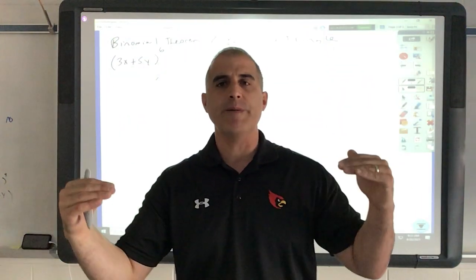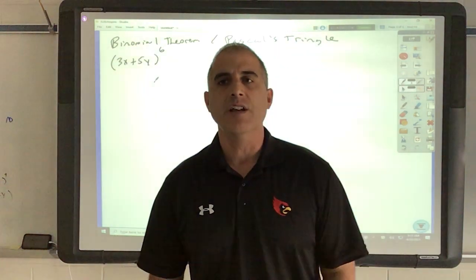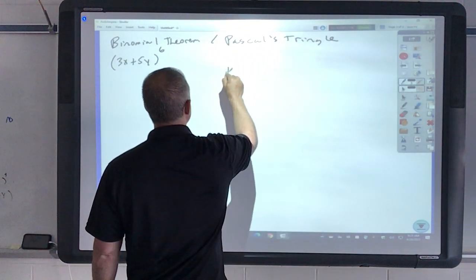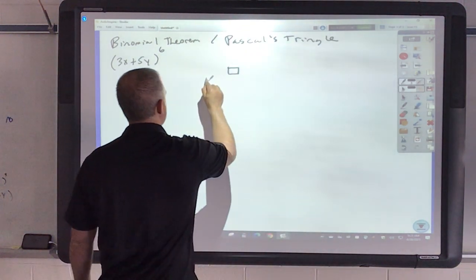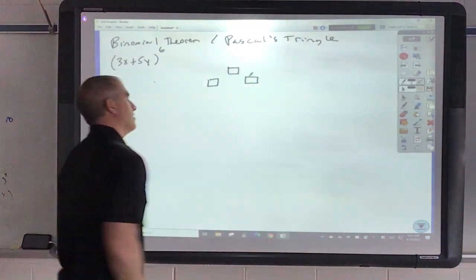And what we want to do is be able to draw this. You can see this on Google. You can look this up. I want to explain how it's done so in the future you can draw it yourself. So what I would like you to do: draw one square, and one square, and one square.